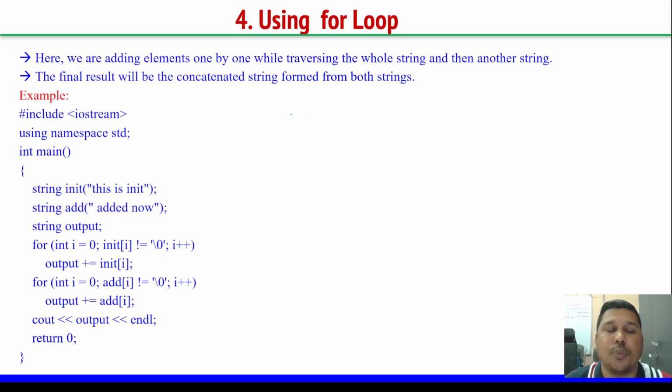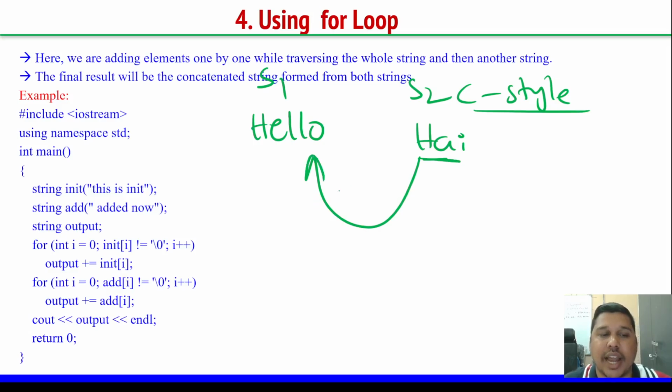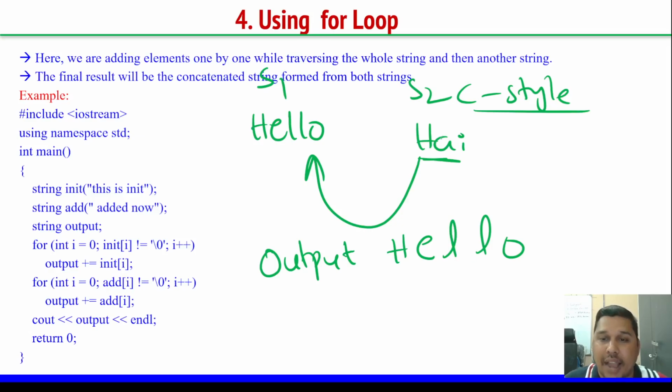Next, using a for loop, how do we concatenate? This is the C style of strings. What we do here, if we have a string hello and another string hi, this is S1, this is S2. We will try to get this hi into the hello. So, first I will get this hello into a variable output, I will put h, then e, then l, then o. Then I will append hi also, h, i.